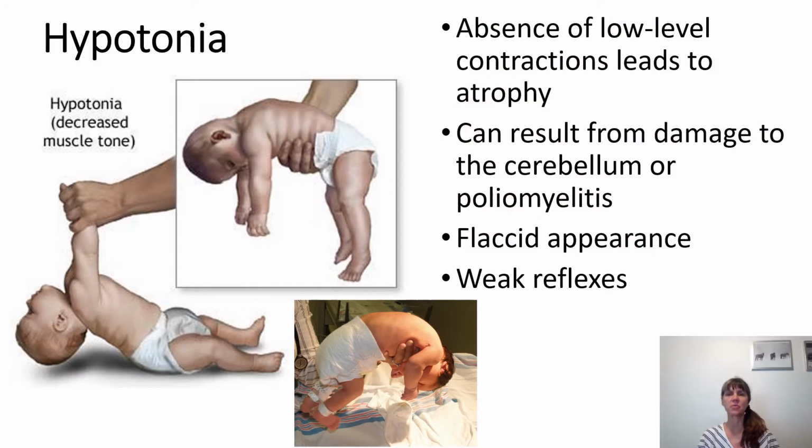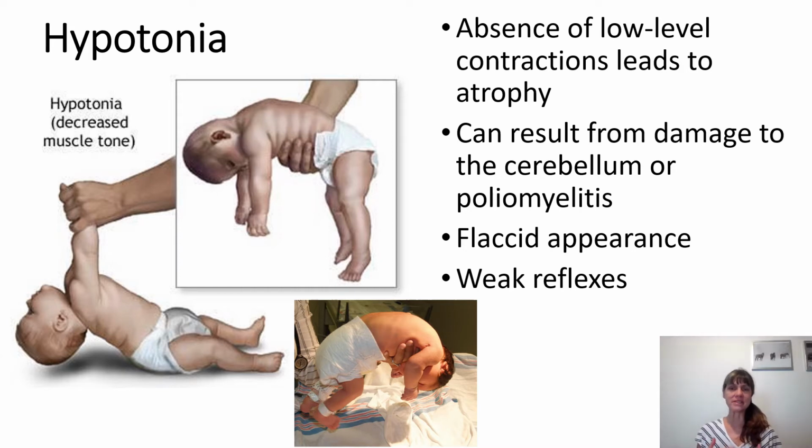Hypotonia is a condition where we have an absence of muscle tone. So there's an absence of these low-level contractions, and that leads to muscle atrophy. Muscle atrophy occurs when the proteins are not being used and they start to break down, leading to a loss of muscle mass as well as muscle tone. That's what atrophy is: a loss of muscle mass.